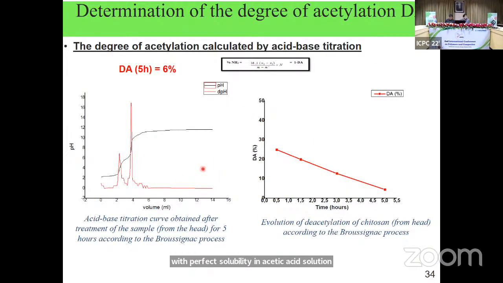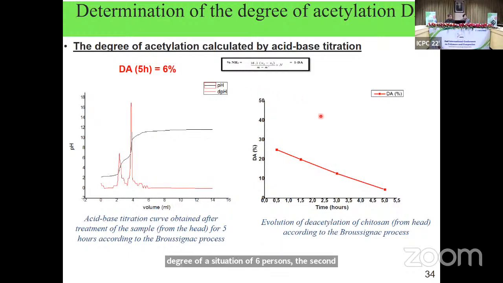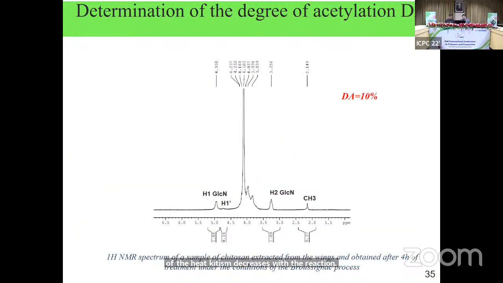The following figure shows an example of an acid-base titration curve of a chitosan after 5 hours of reaction with a degree of acetylation of 6%. The second figure shows that the degree of acetylation of the chitosan decreases with the reaction time. This is an example of an NMR spectrum of a wing chitosan. The calculated degree of acetylation is 10% after 5 hours of reaction according to the Broussignac process.